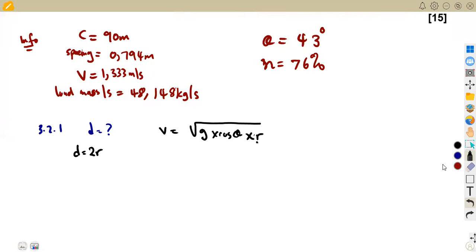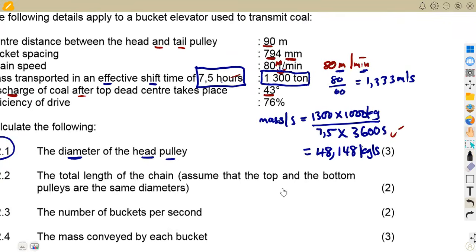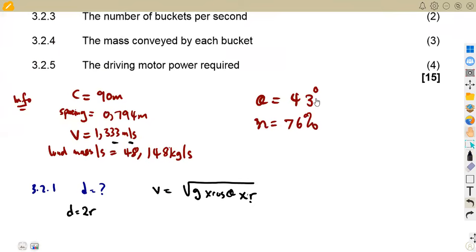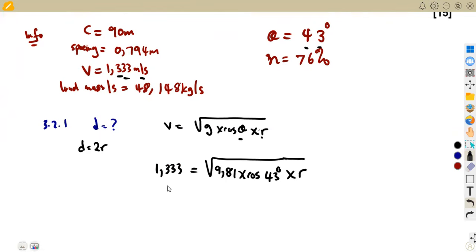Then we calculate the diameter, having our velocity in meters per second from that conversion that we talked about, where I was saying this one was just a mistake. It was supposed to be meters per minute. We convert to meters per second. So we're going to substitute our velocity in meters per second, 1,333, which is equal to the square root of the gravitational acceleration of 9,81 times the cosine of the discharge theta of 43 degrees, then times the radius, which is the one that you're supposed to calculate.